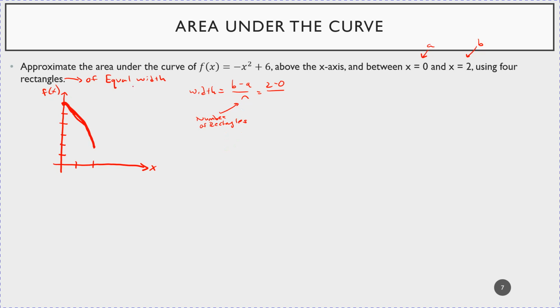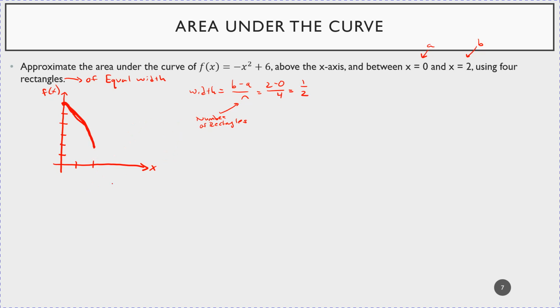So how many rectangles did I want? I wanted 4. So this is 2 over 4, or 1/2. Okay, which totally makes sense, right? That we would want the width of each of these rectangles to be 1/2. Because if I wanted to fit 4 of them between 0 and 2, that would be 4 times 1/2. So you get 1 here, 1 here, 1 here, and 1 here.